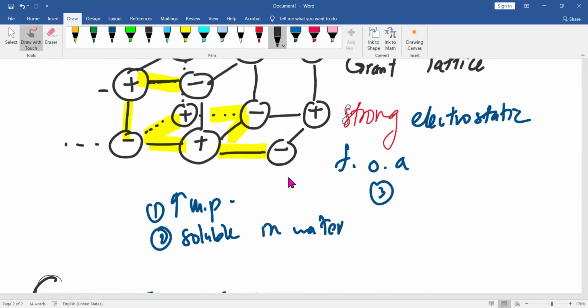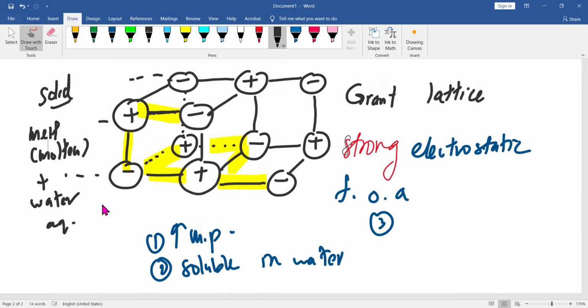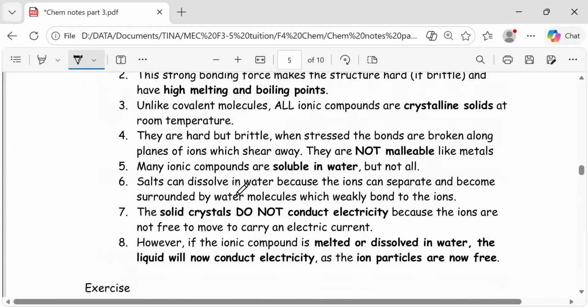Now, when it's in a solid state, the ions are not freely moving. So can pure salt conduct electricity or not? Cannot. But what you can do is melt the salt. Melting it is called molten, or you can dissolve it in water. Dissolving in water is called aqueous. Can you understand?